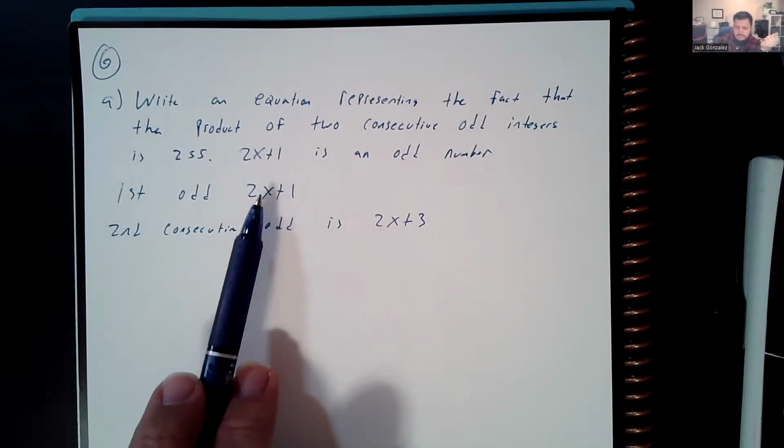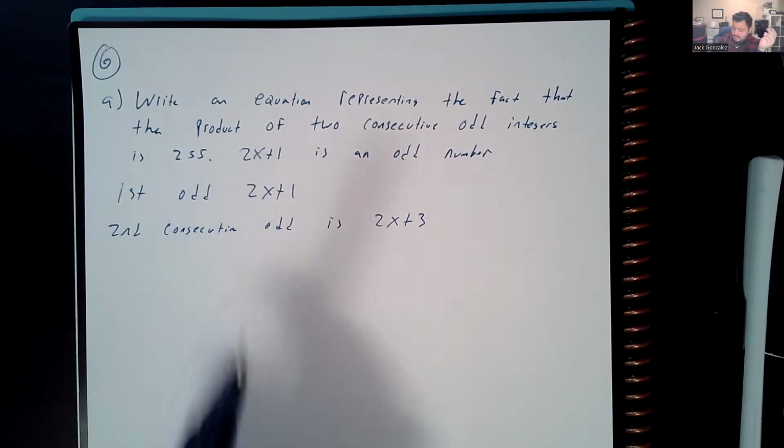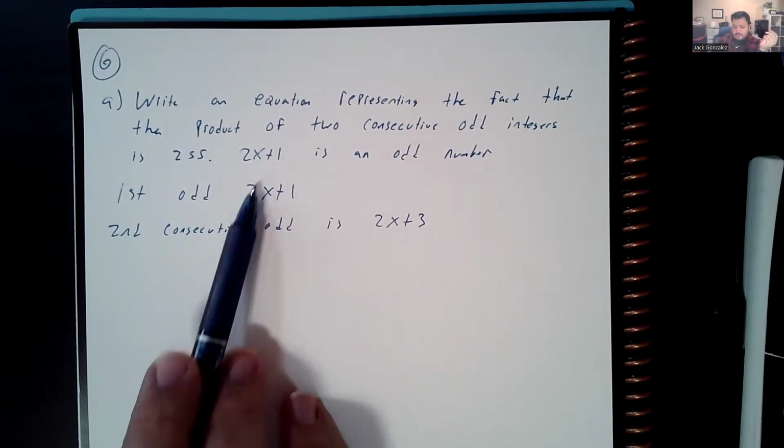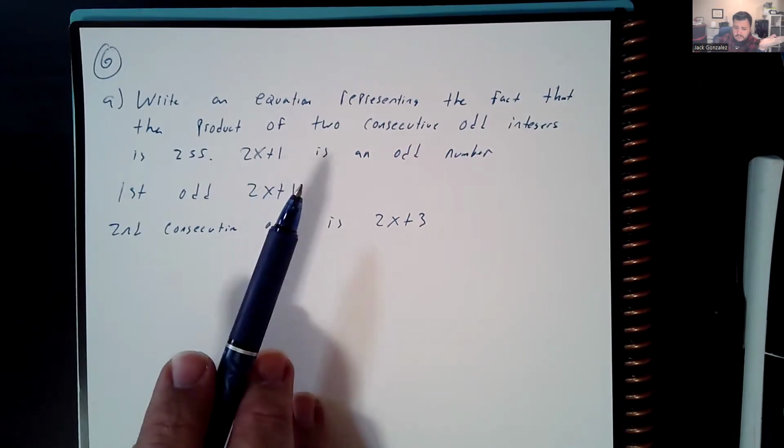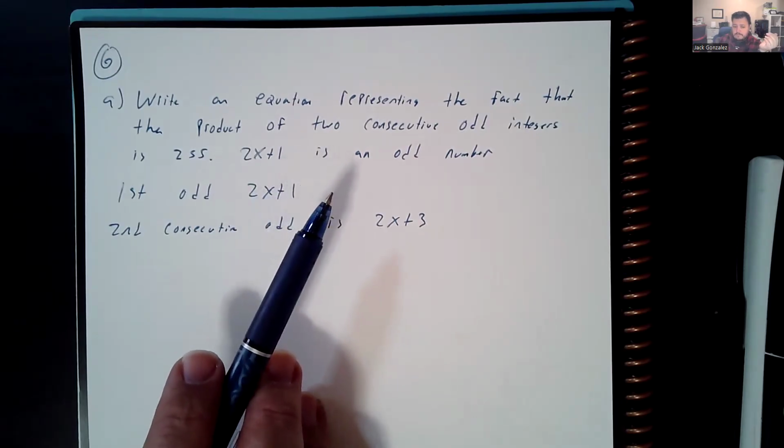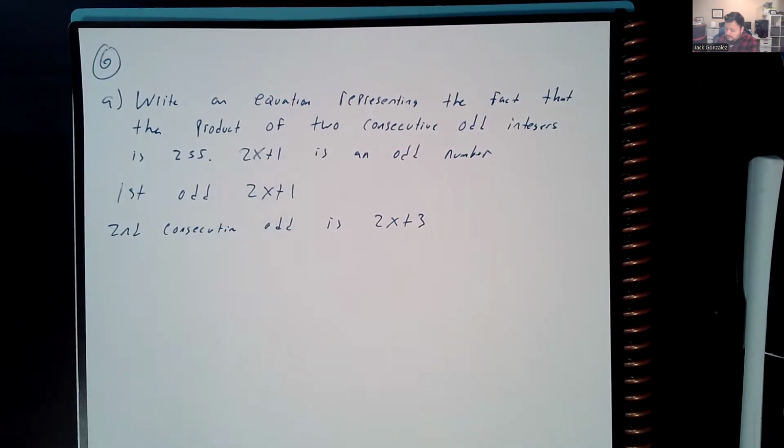Okay, so this formula is something you need to kind of remember. This is just a general odd number. 2 times x will always be some even number. Okay, that's a little strange.